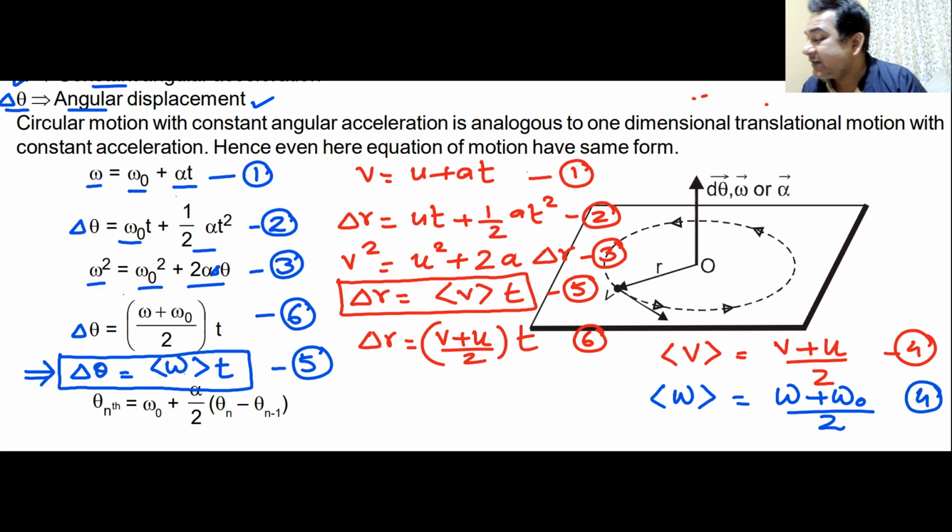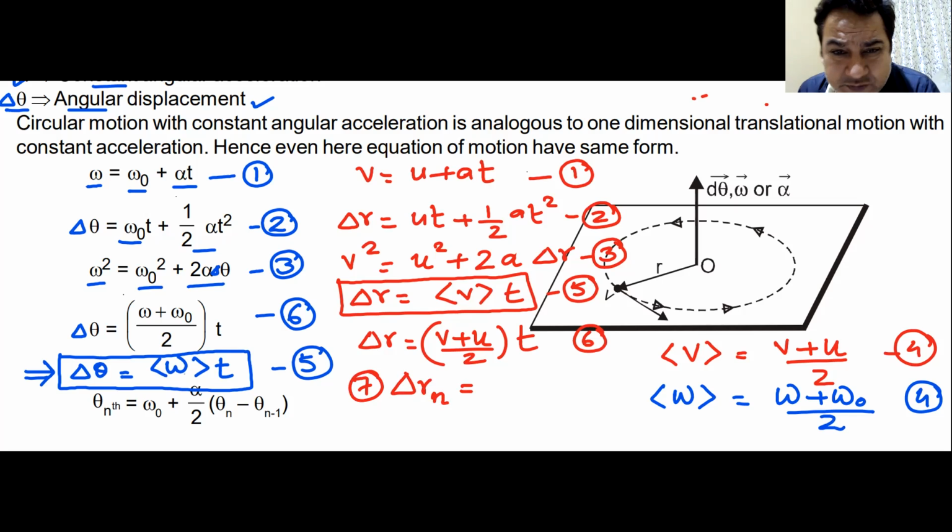Am I clear with this concept, everyone? The concept of equation number 5, which is always valid, and equation number 6, which is only valid when the motion is with constant acceleration. Okay, that takes us to the last equation in this category. The last equation in this category was displacement in the nth second.